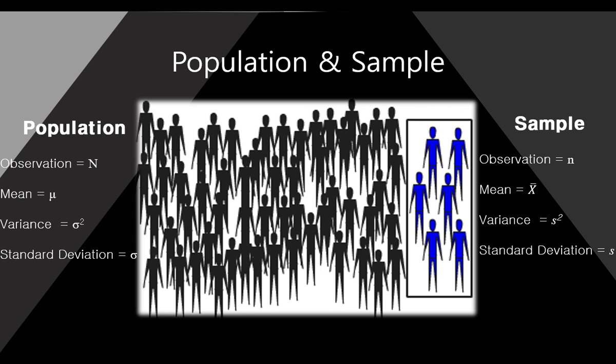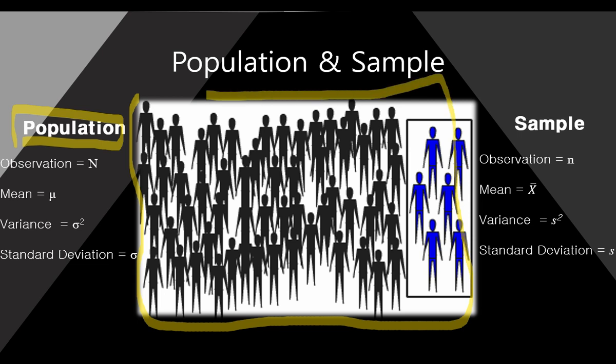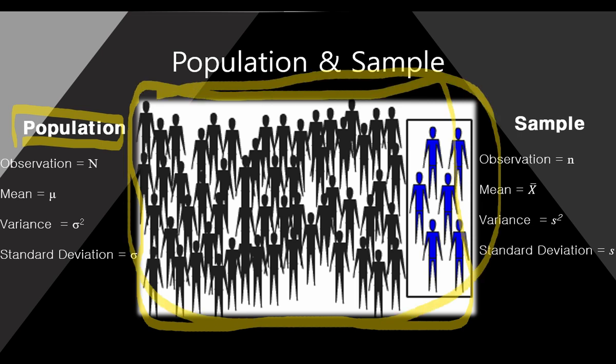Here we have one picture. First, population. Population is the left side here. From this picture, population is the whole picture. So, let's think about one example. If you want to know all people's height in your country, in that case, all people in your country is your population.